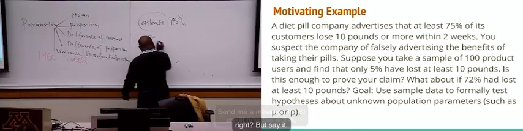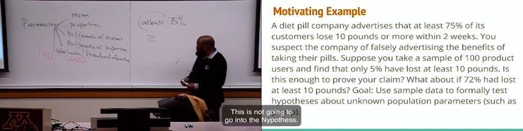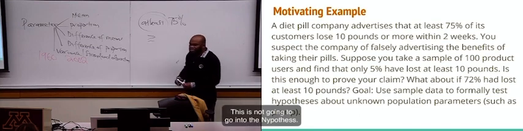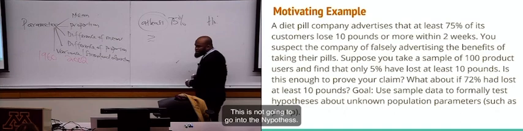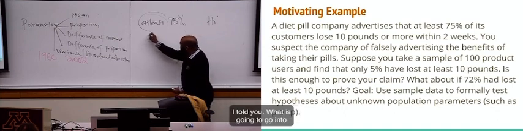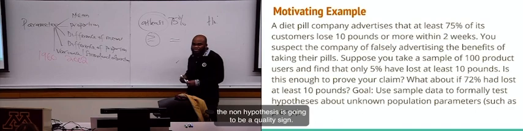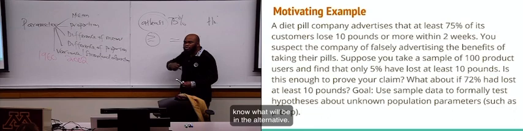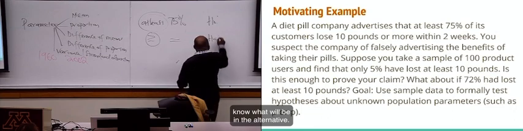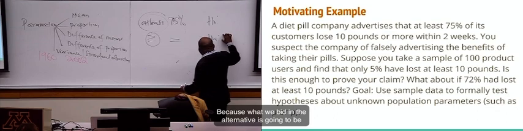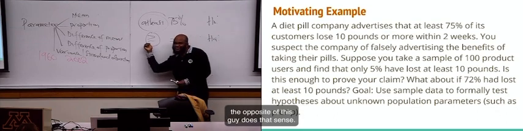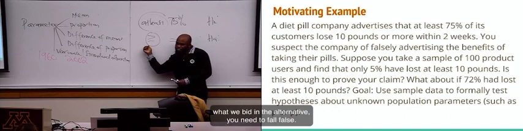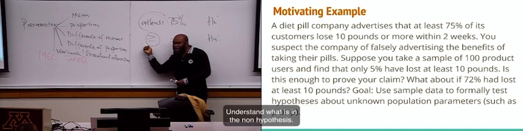Now, this is this, right? But let me tell you this. This is not going to go into the null hypothesis. I told you what is going to go into the null hypothesis is going to be an equality sign. But this guy will enable me to know what will be in the alternative, because what will be in the alternative is going to be the opposite of this guy. Does that make sense? So if you really want to know what will be in the alternative, you need to first understand what is in the null hypothesis.